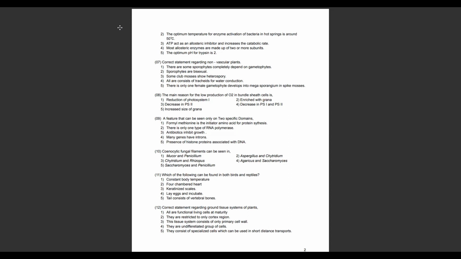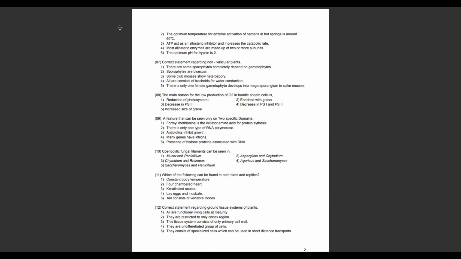And sporophytes are bisexual. No, some club mosses show heterospory. Here they are talking about the non-vascular plants. These club mosses are vascular plants, right? All consist of tracheids for water conduction. No. There is only one female gametophyte developed into megasporangium in spike mosses. Spike mosses do not belong to non-vascular plants. So the answer should be the first answer.